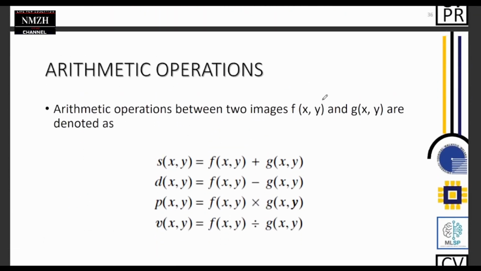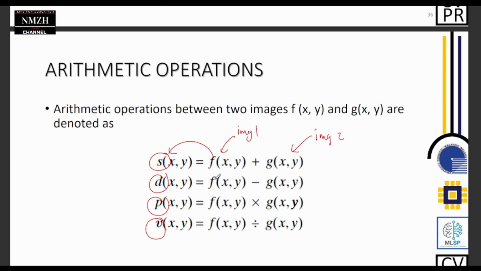So speaking of the arithmetic operations, we have several operations to be done in this particular chapter number 2. So we have summation, difference, product, and division. So this is what we call image number 1, and this one is what we call image number 2. Element-wise, adding image number 1 and image number 2 gives us S as a new image output. The same goes for this one.